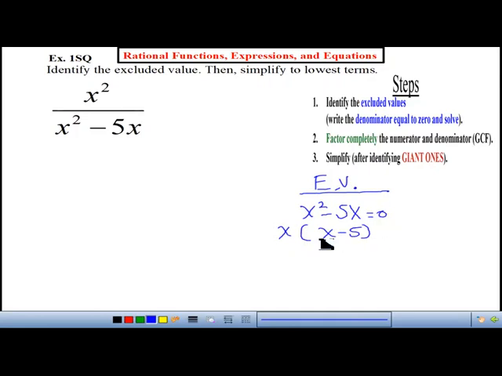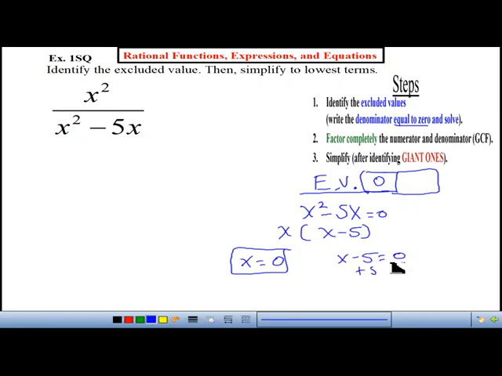So if this is this, and the rule is that we equal it to what? To 0. So that means we have x equal to 0, and what else? x minus 5 equal to 0. So what's my first excluded value? The first excluded value, Mr. Q, is 0. But now, since we're dealing with squares, we have a new excluded value: plus 5, x equals 5. This is my second excluded value. Copy that, please.